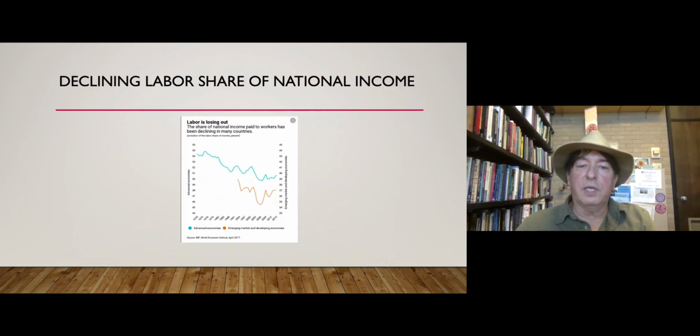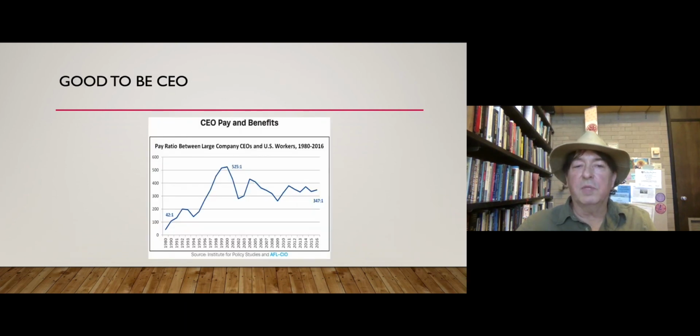You can also see it here. If you look at the blue line, which is advanced industrialized countries, this shows the share of national income going to workers as opposed to capital in the form of profits. And notice here that in the early 70s, over half of national income went to workers, the rest going mostly to either government or to profits. But look how much that declines by 2015. So workers are getting less and less of a share of national income.